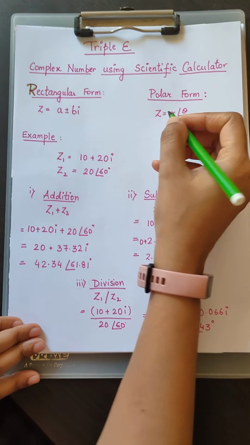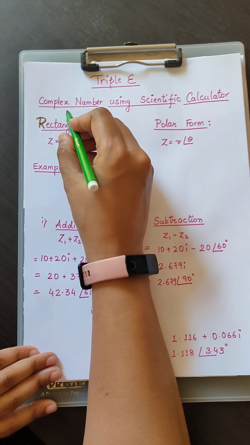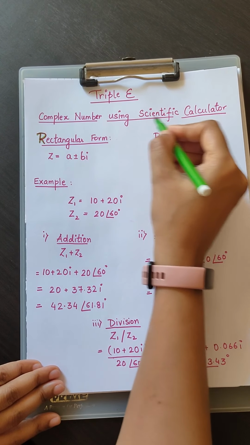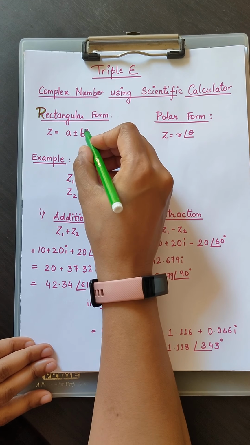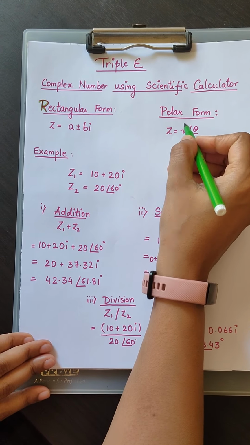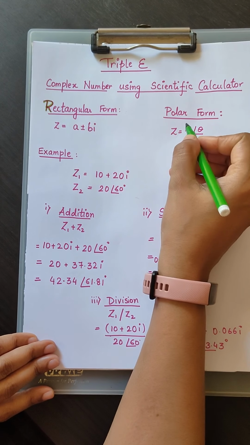Today we are going to perform various mathematical operations on complex numbers using scientific calculators. So today we are going to concentrate on two forms of the complex number, that is rectangular and polar form.